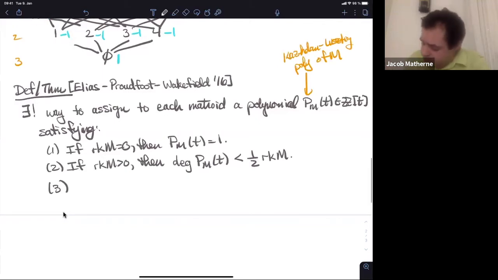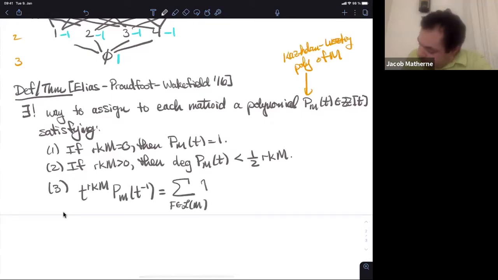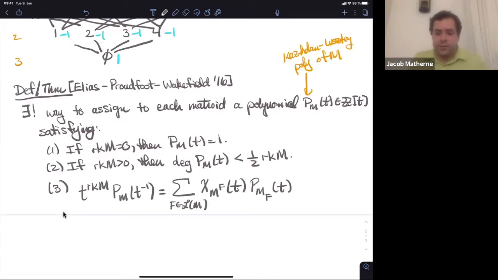Okay. So it says that t to the rank of the matroid, P_M(t^-1), is equal to the sum over all the F in the lattice of flats, the characteristic polynomial for the lower interval, everything below F, times the Kazhdan-Lusztig polynomial for everything above F.